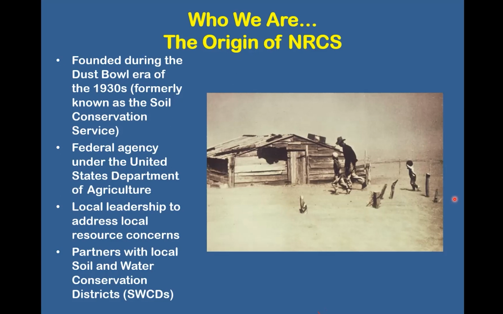In a lot of cases we're still known as the Soil Conservation Service, but currently we are the Natural Resources Conservation Service. That is our new name, but a lot of folks still refer to us as Soil Conservation. There's nothing wrong with that. That's just the history. We were established to help with the severe erosion that happened during those Dust Bowl days of the 1930s. Next slide, please.